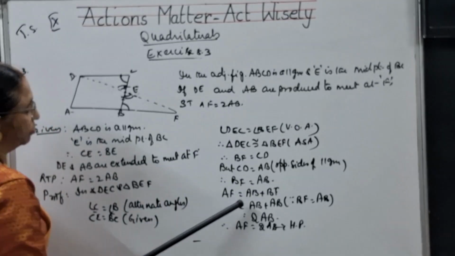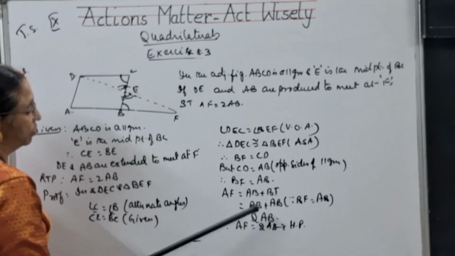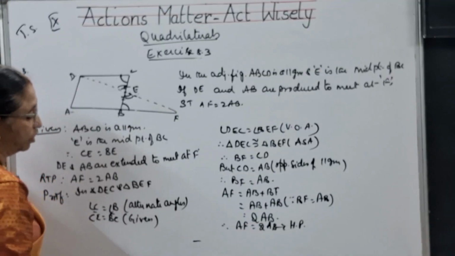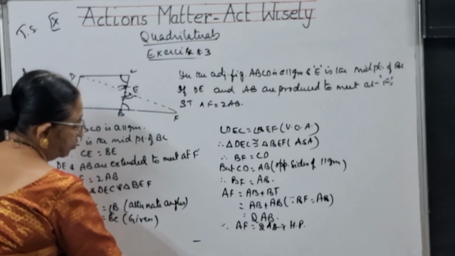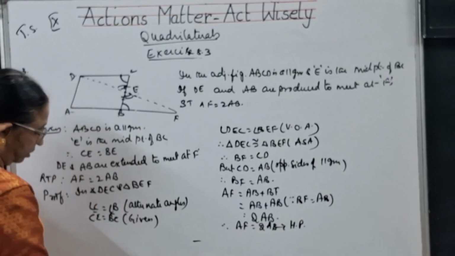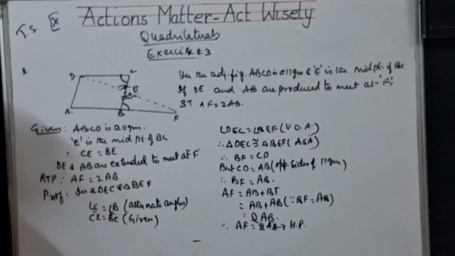Now what is AF? AF is AB plus BF. So in the place of BF I wrote AB. So 2 times AB is equal to AF. That is the proof, children. Please note it down.